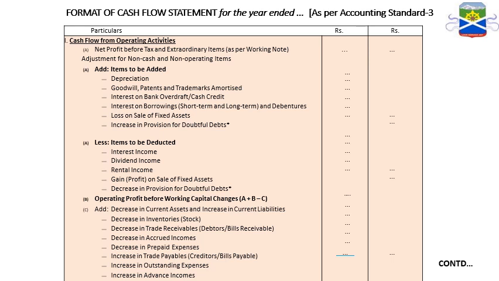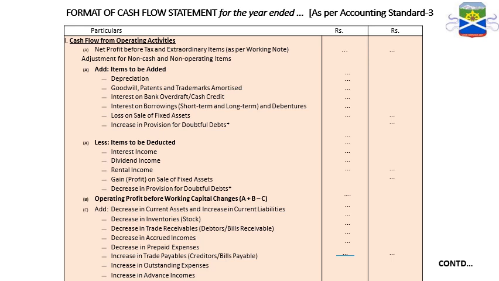Now what are the items to be deducted? Interest income, dividend income, rental income, profit or gain on sale of fixed assets, and decrease in provision for doubtful debts. So these are items to be deducted. Then we get under B the operating profit before working capital changes, that is A plus B minus C.